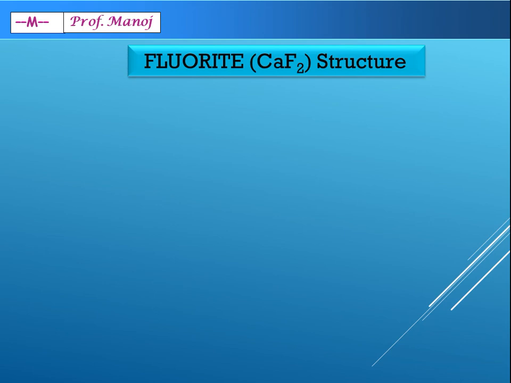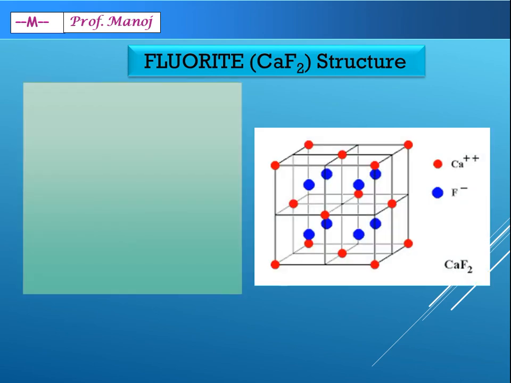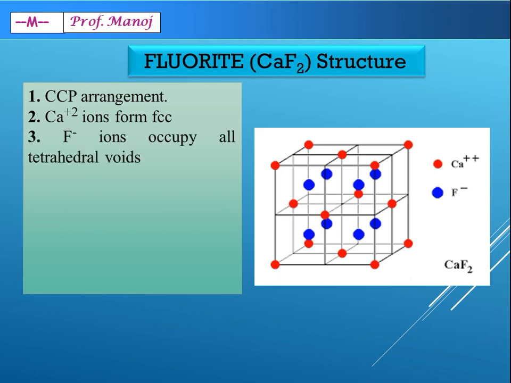Let us come to the next structure, that is the fluorite structure. In this fluorite structure you can see calcium ions, where are they present? Fluoride ions, where are they present? It again forms a CCP lattice similar to zinc sulfide. The only difference is that calcium ions form the face-centered cubic lattice and the fluoride ions occupy the tetrahedral voids. The coordination number of the calcium ion is 8 and the coordination number of fluoride ions is going to be 4. That is why you can see the ratio of them is 2:1.